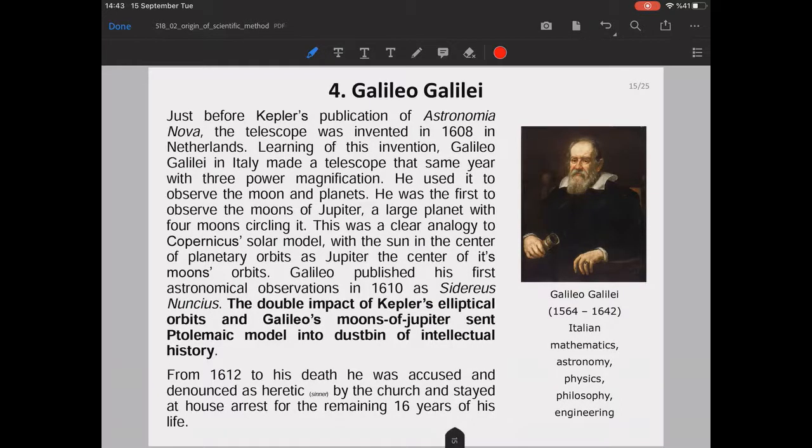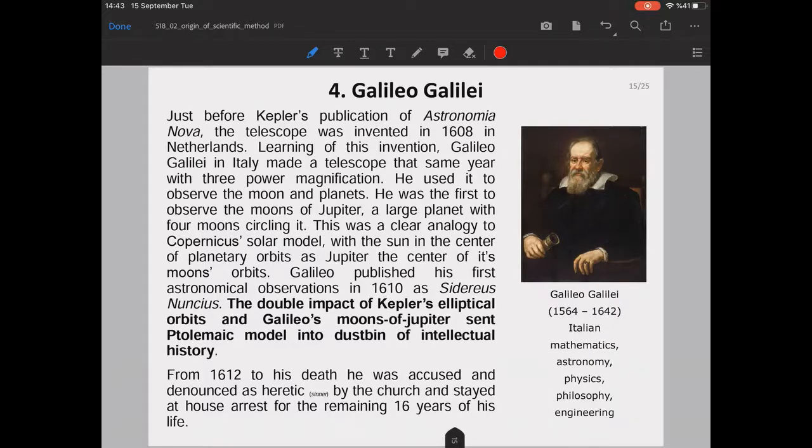Galilei published his first astronomical observations in 1610 as Sidereus Nuncius, like in Latin, I cannot pronounce it correctly. And the double impact of Kepler's elliptical orbits and Galilei's moons of Jupiter sent the Ptolemaic model into the dustbin of intellectual history. With this much pressure, the Earth-centric view was obsolete.